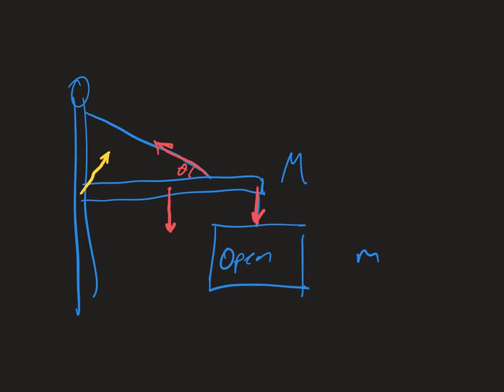So it's important to note that the weight of the pole acts at the center of mass. If it's a uniform pole, the center of mass is going to be right there in the middle. That's where the force of gravity is going to be pulling down, with the force of the mass of the pole times g. And the sign is going to pull down with a force of the mass of the sign times g.